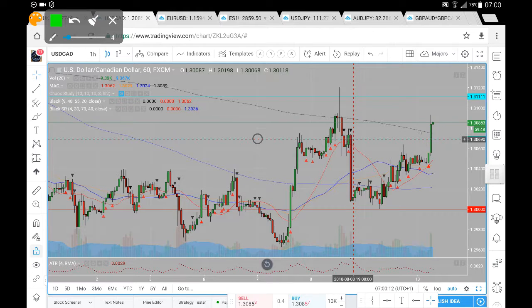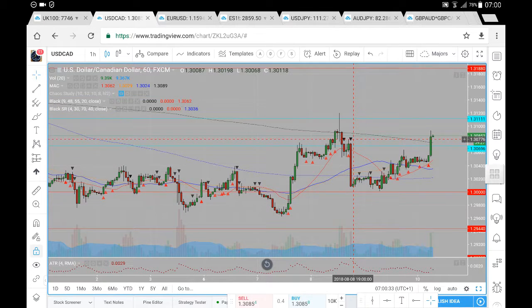Now, if we do see a pullback from our current close at 130.85, possibly we might see a return towards that 130.70. If we do find support at 130.70, we're looking for a move back up towards that 131.11 here on the USDCAD. Now, if we were to see a continuation beyond the 131.11, the very next level of note is quite a bit away here on the USDCAD.